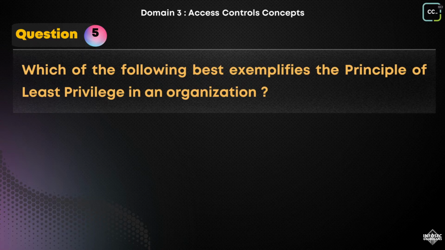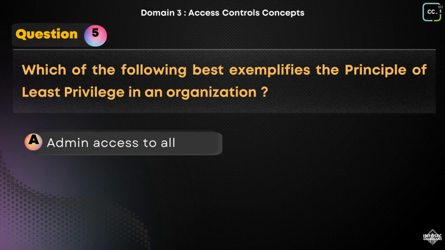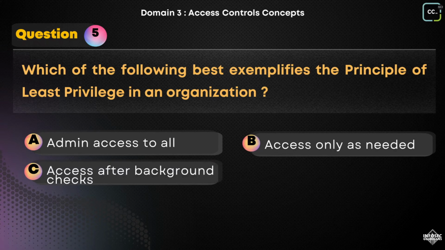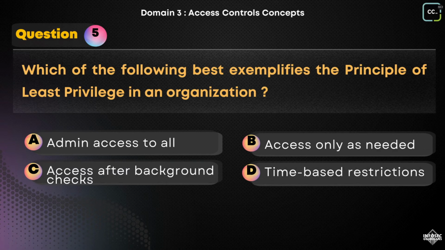Which of the following best exemplifies the principle of least privilege in an organization? Here are the options. Option A, admin access to all. Option B, access only as needed. Option C, access after background checks. Option D, time-based restrictions.